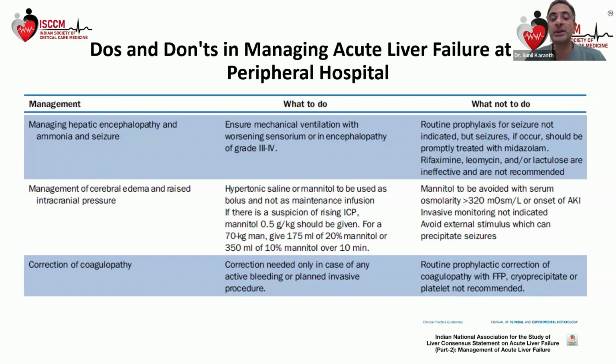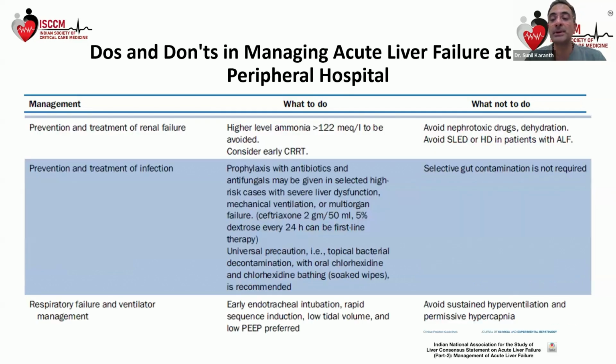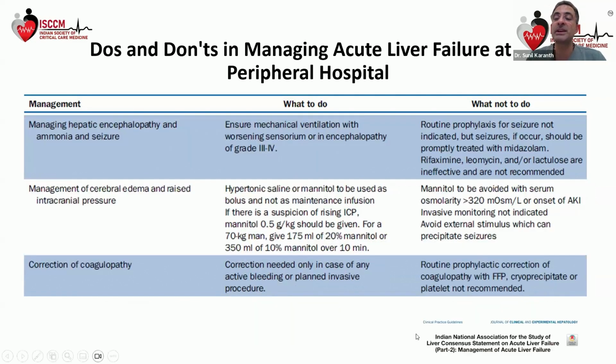Another take-home point is to remember that in many of these patients, encephalopathy can be precipitated by various factors. One I have already mentioned, sepsis, prevent that, and managing various electrolyte abnormalities is extremely important. It is also imperative to understand that de novo correction of coagulopathy is not recommended. Because coagulopathy is a very important part in how we are actually monitoring these patients. It's one of the indications to determine when a transplant is needed, when intervention such as plasmapheresis is needed. So there is no role for a correction of coagulopathy unless there is any active bleeding happening.